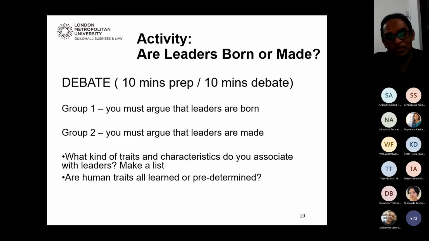Okay, so I'm getting back to this. We can't do a debate, so what we do is virtually do this as a blog activity. You can say whether leaders are born or leaders are made, and then argue for or against, right? You need to do your research, read things and bring them to the argument.